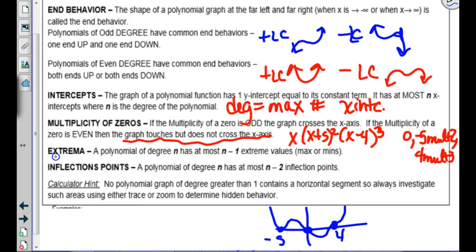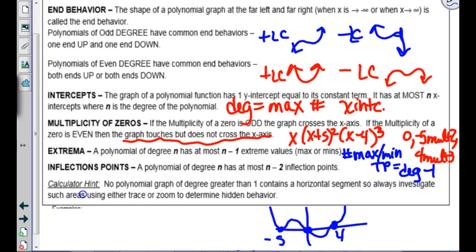All right. The extrema or maxes and mins is the degree -1. Okay? The number of maxes and mins, which they will also call turning points, is equal to the degree -1. Inflection points is at most n-2, but we didn't really talk about that.